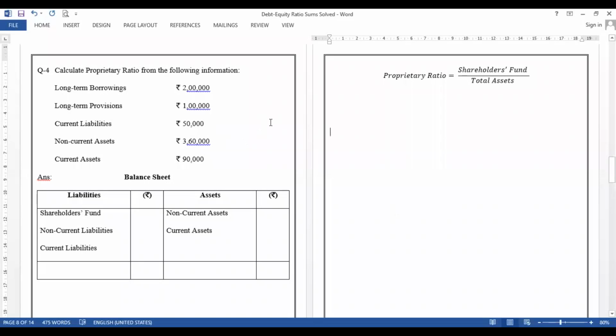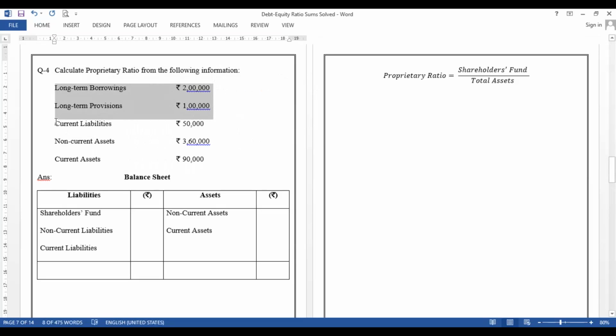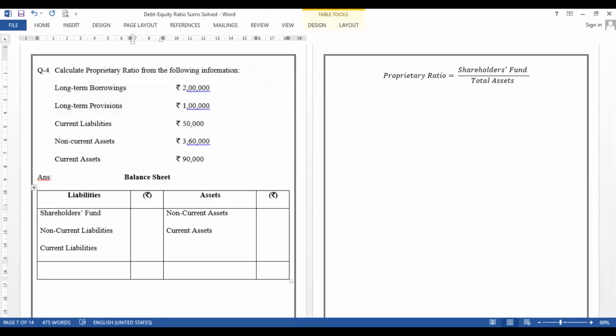Let us now have one more sum for the proprietary ratio. The proprietary ratio is to be calculated with the help of the following information. We are given the information as long-term borrowings and long-term provisions. We all know that together they make non-current liabilities. Current liabilities, non-current assets and current assets are given to us. Let us place all these values in the balance sheet. Long-term borrowings and long-term provisions, let me get the total of these two and write it as non-current liability. 2 lakh plus 1 lakh is 3 lakh rupees. So 3 lakh is my non-current liability.